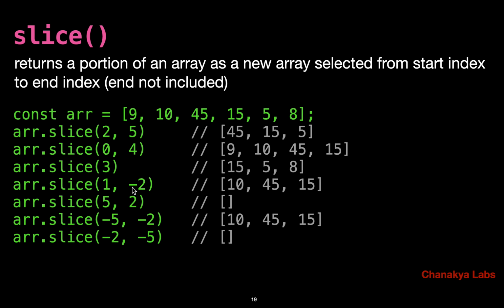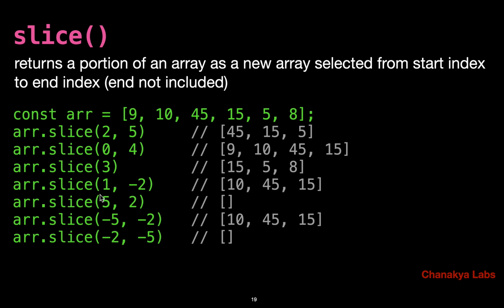Okay, 1 to -2. Now see negative indices. If you provide negative indices, then they are counted from the back. This is index 0, this is index 1, this is index 2, index 3, index 4, and this is index 5. But this is also index -1, and this is also index -2. So from the back if you count, it is -1, -2, -3, like that.